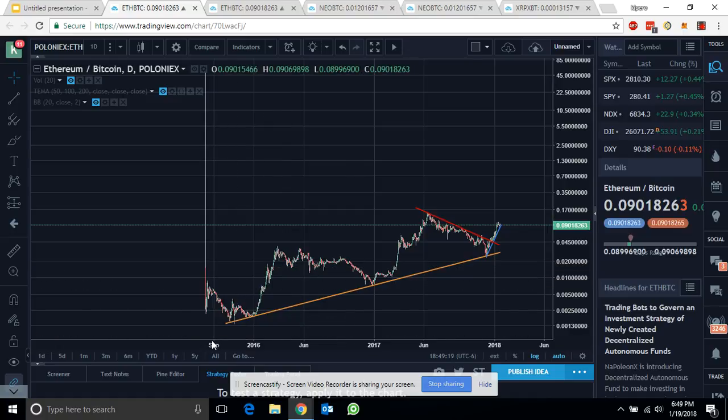This is Ethereum against Bitcoin. And basically it tells you how much Ethereum is worth in Bitcoins. So you have to pay right now 0.09 Bitcoin to get 1 Ethereum. So it's basically a ratio.